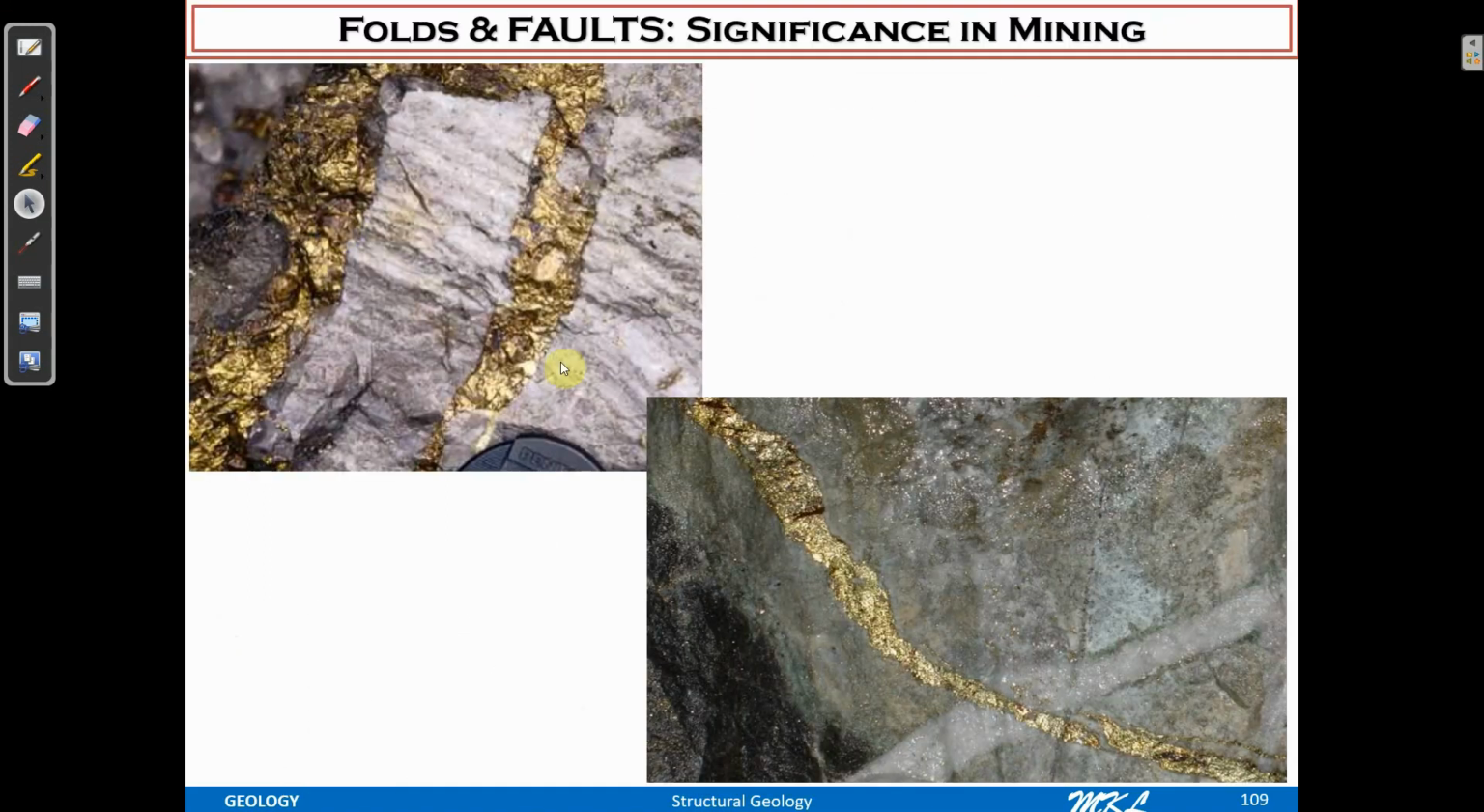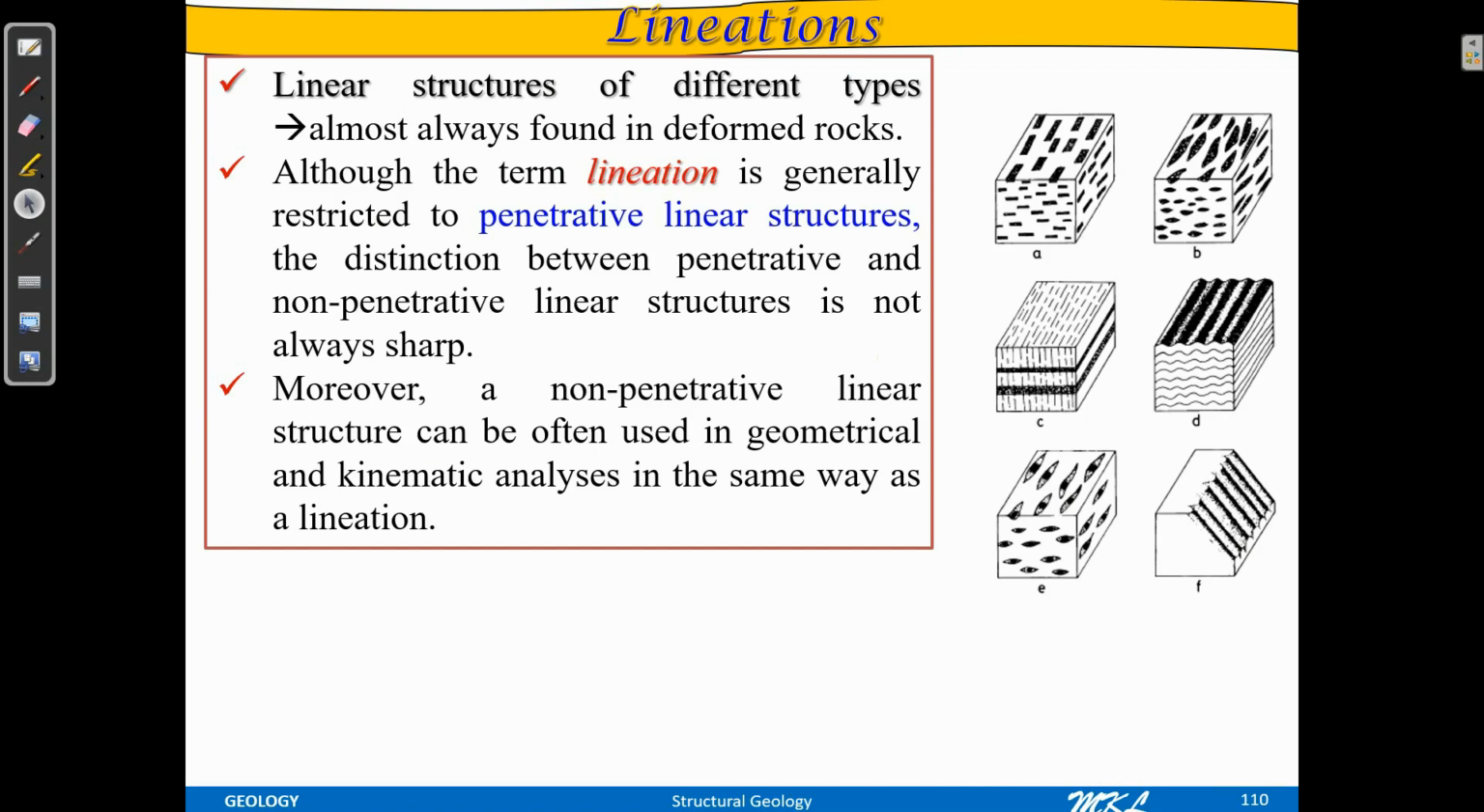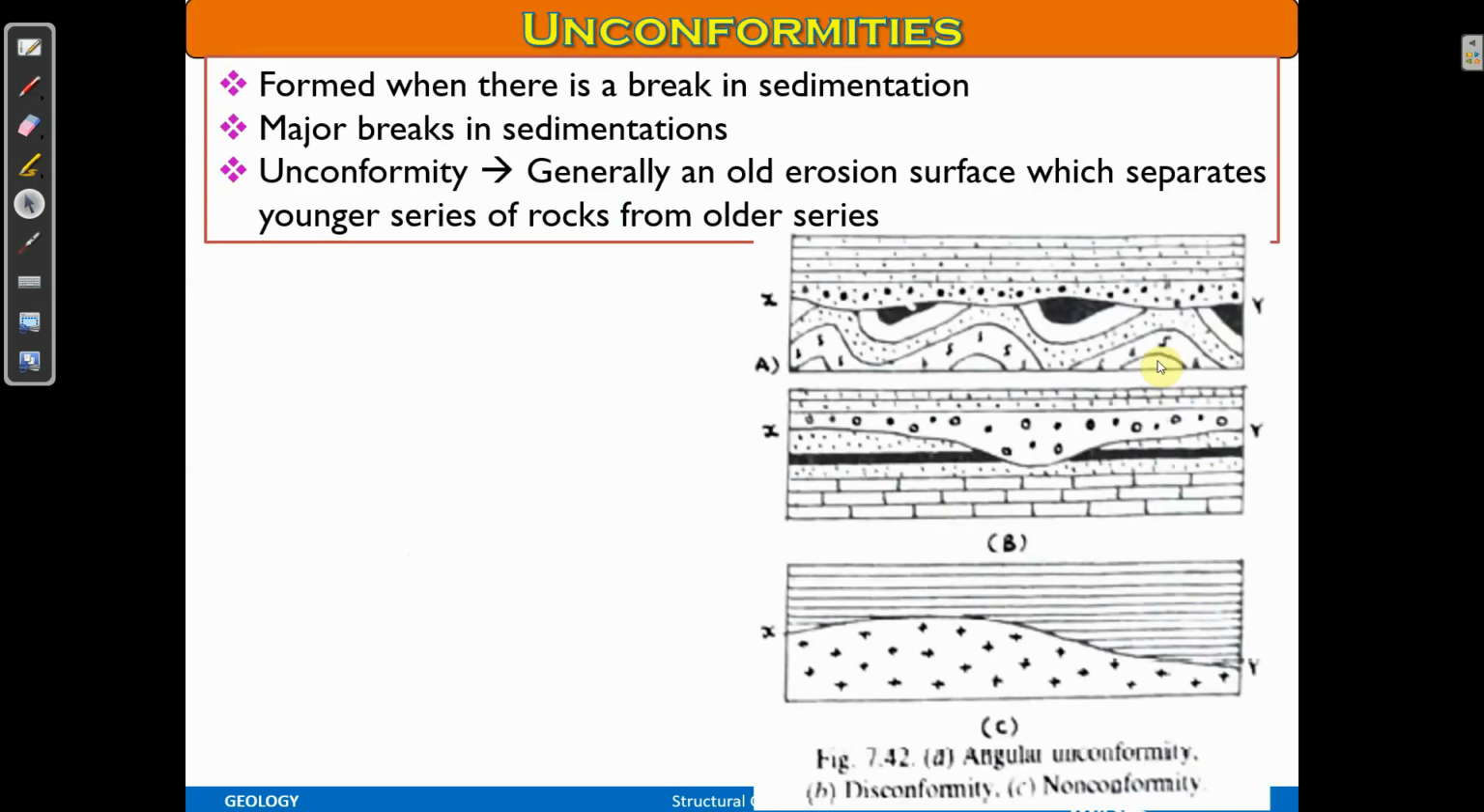See the gold deposit, it's called the vein deposits. Now lineation: linear structures of different types are also called lineation. So this linear structure could be any bedding plane, any fracture plane, anything could happen. Any linear straight line structure like this pattern is also a linear structure. It's called lineations.